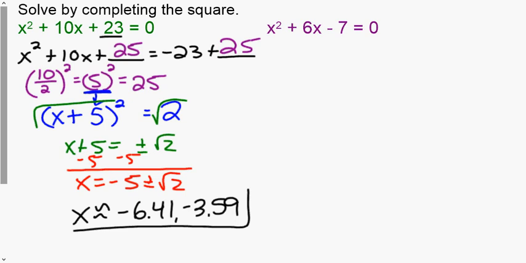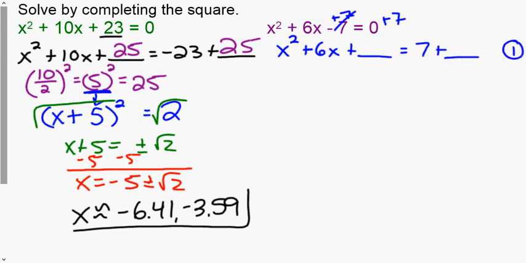So again, I'm going to walk you through a whole problem. If you feel like you can do this on your own, feel free to pause the video and try doing it, but I'm going to walk through step by step how to do this again. So again, step 1, move the non-perfect C. So we are going to add the 7 to both sides to get rid of it. So x squared plus 6x plus blank equals 0 plus 7 would be 7 plus blank. So again, that is step 1.